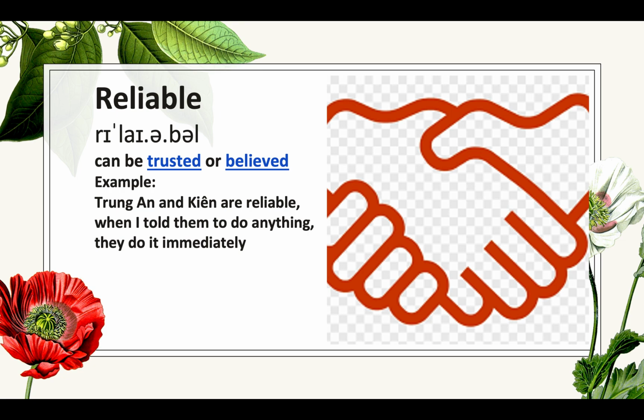The next one we have reliable. Reliable means can be trusted or believed. Tu Meng and King are reliable. When I tell them to do anything, they do it immediately. So if you are a reliable person, everyone trusts you, right? I think if you are a man, you need to be reliable so that the girl or the woman you are dating can trust you, right? So you are very reliable. Reliable is a good adjective, right?